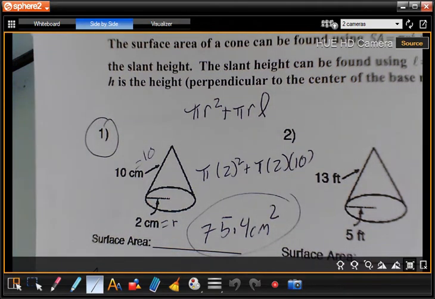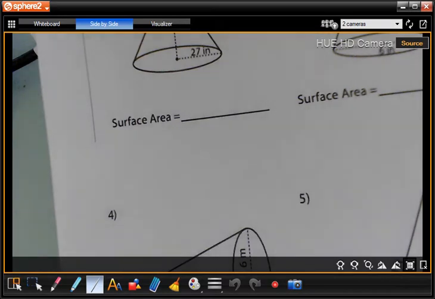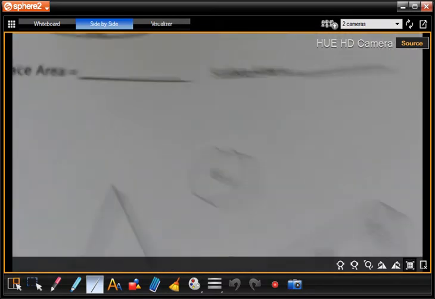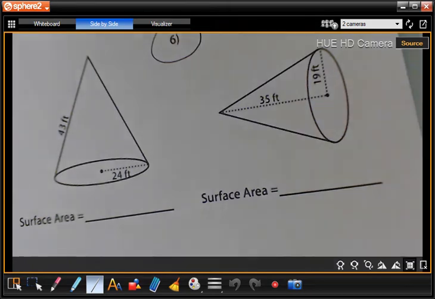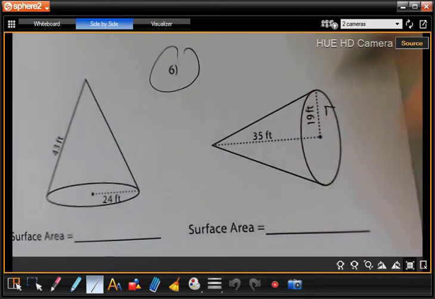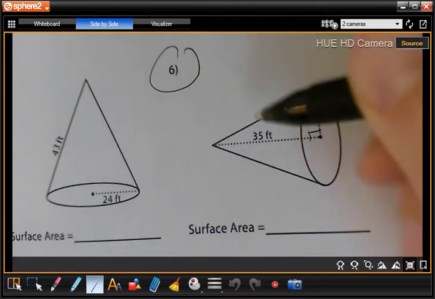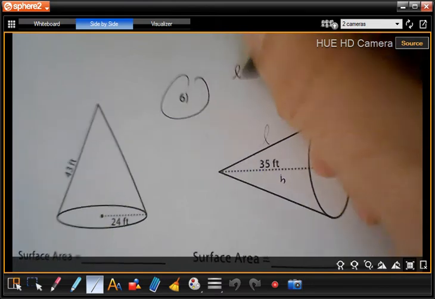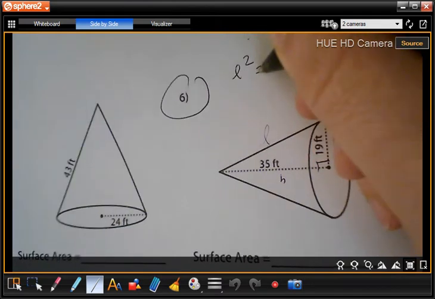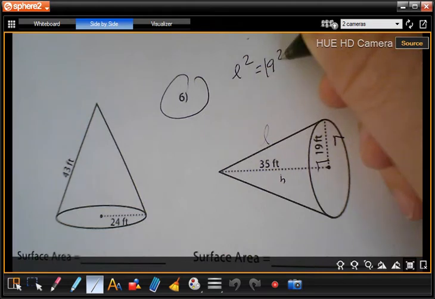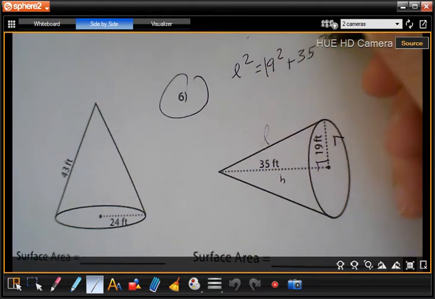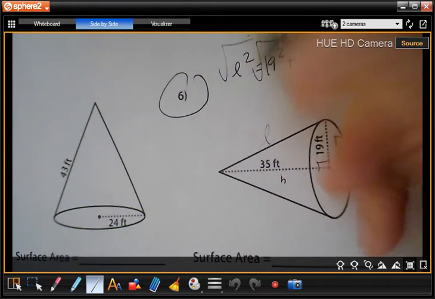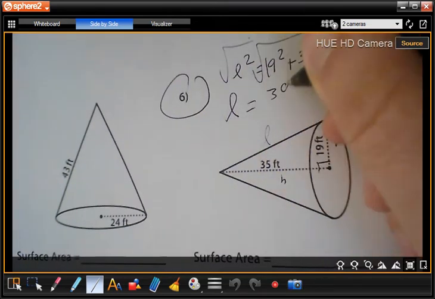Okay, let's go ahead and turn the page over and do it where we don't have one that has a slant height. So we are going to move to number 6. Okay, number 6, I've got my radius. Remember, this makes 90 degrees. I've got my height, but I need my slant height. So I'm going to do that where I go slant height squared equals radius squared plus height squared. And then you're going to square root it, and you end up with the slant height being 39.8.